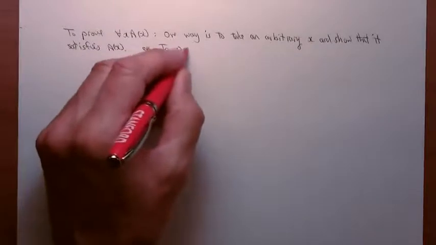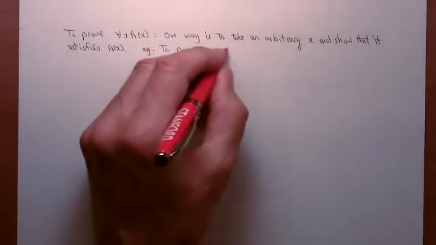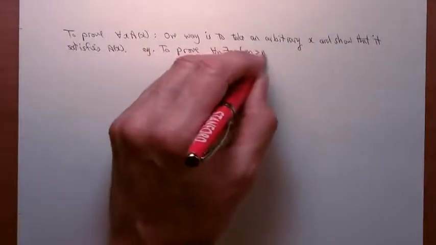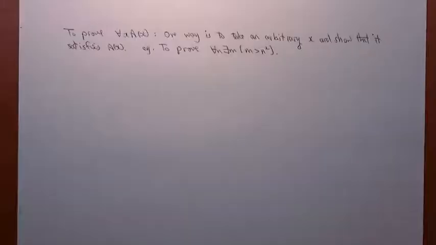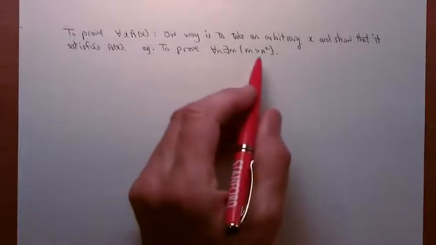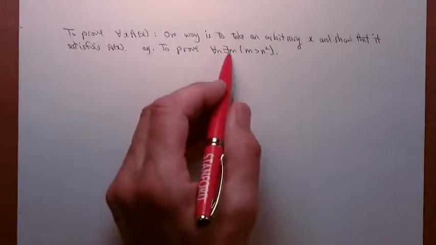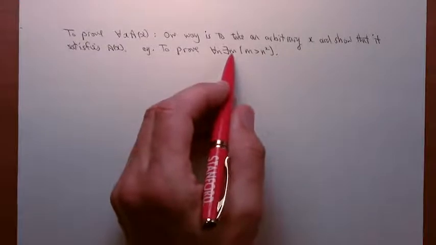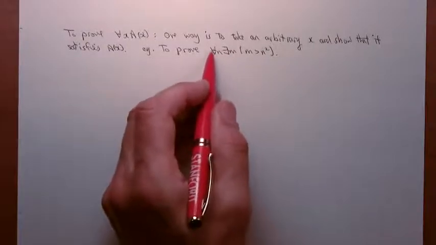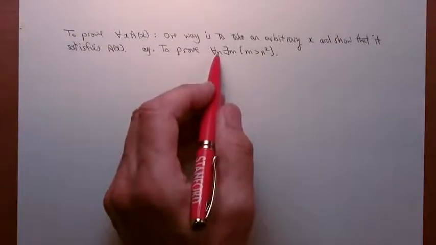For example, to prove that for all n there is an m bigger than n squared, where the variables m and n range over the natural numbers. Well, this is a pretty trivial example, but I want to focus on the method that you would use to handle the two quantifiers in a statement like this, where in particular the first quantifier is a universal quantifier.